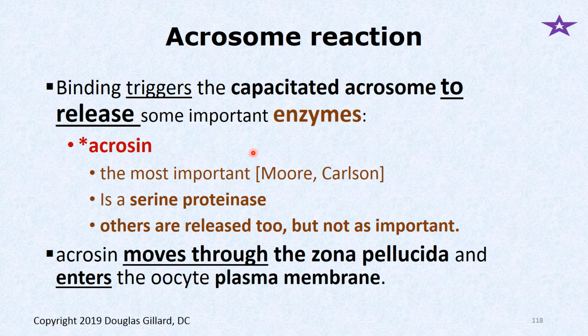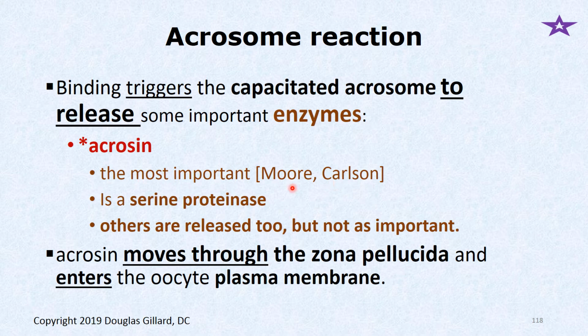The binding triggers the capacitated acrosome, which is the sperm head or helmet, to release some really important enzymes. The big one is called acrosin. Acrosin is released, by far the most important. In fact, I cut the other ones out. There are other ones, but this is the big one. That's in the chiropractic book, it talks about it, and Carlson, which is the best one.